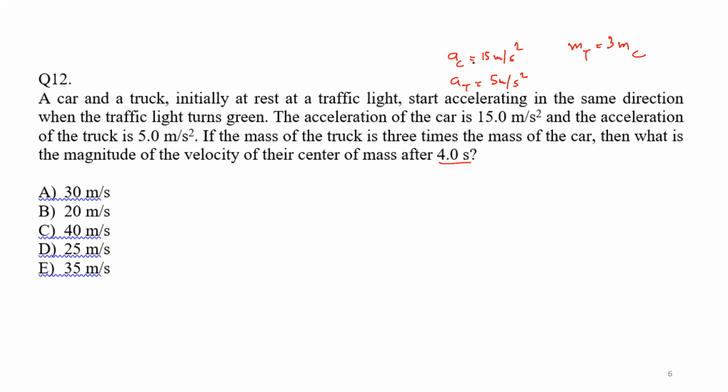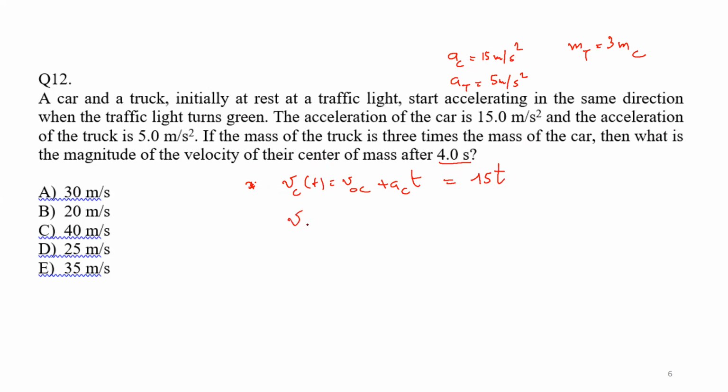Okay, so here I have constant acceleration. So I know that velocity of the car at any time is the initial velocity of the car plus acceleration of the car multiplied by t. Both initial velocities are 0, because they start from rest. So it's just 15t.